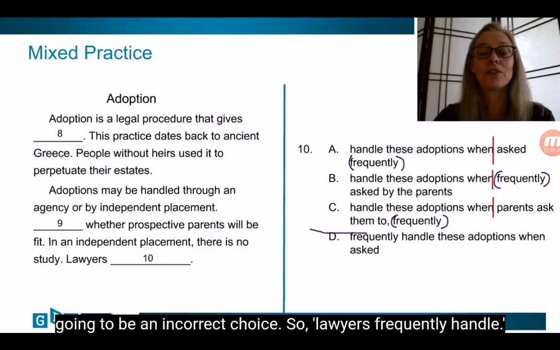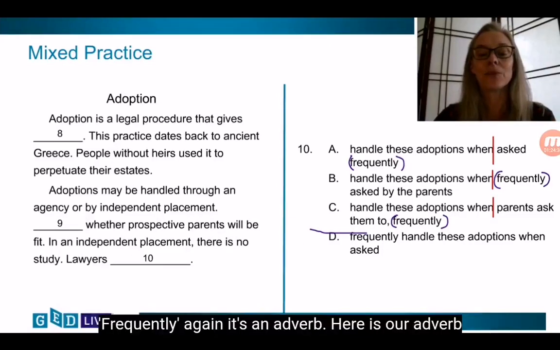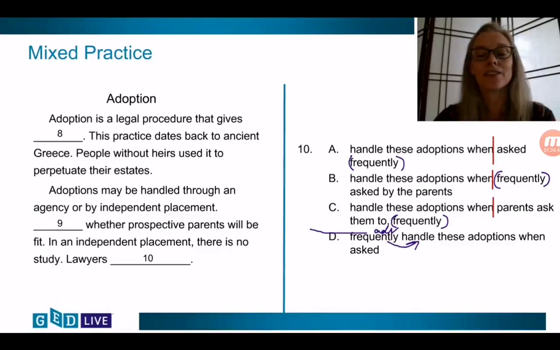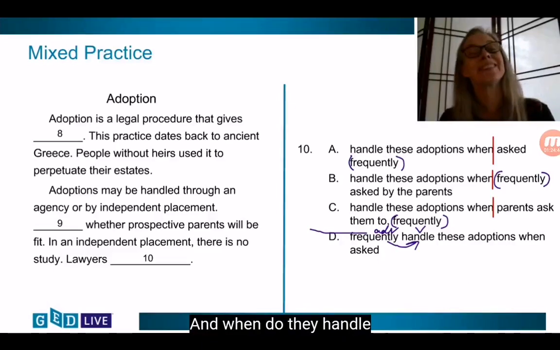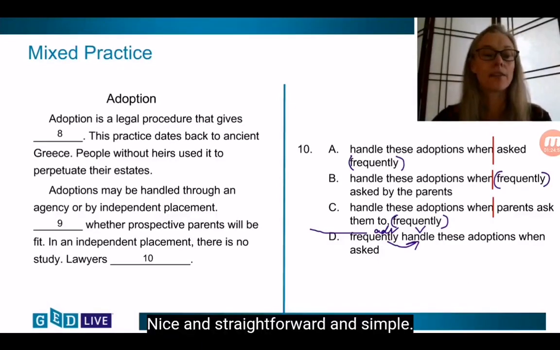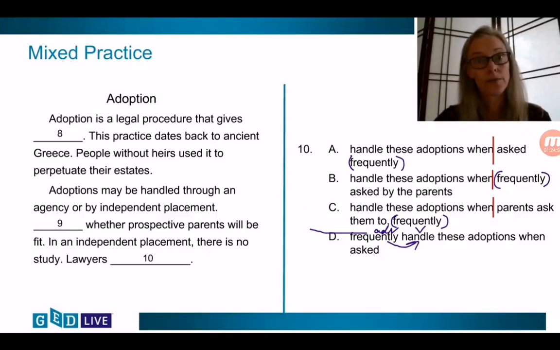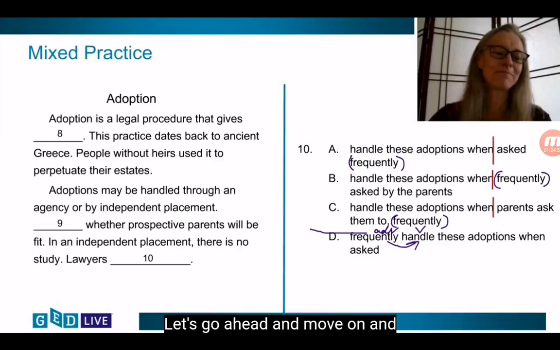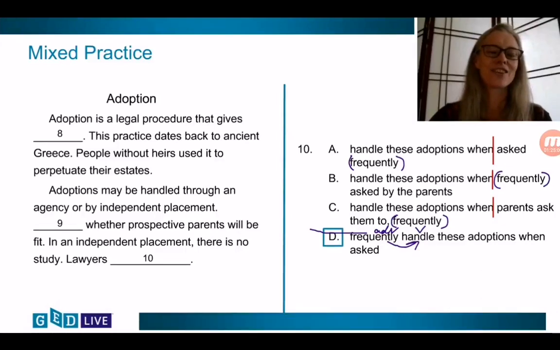So lawyers frequently handle. Frequently, it again is an adverb. Here is our adverb modifying the verb handle. And when do they handle these adoptions? When they're asked. Boom. Nice and straightforward and simple. So good work with the adoption passage. Let's go ahead and move on and check out another one.